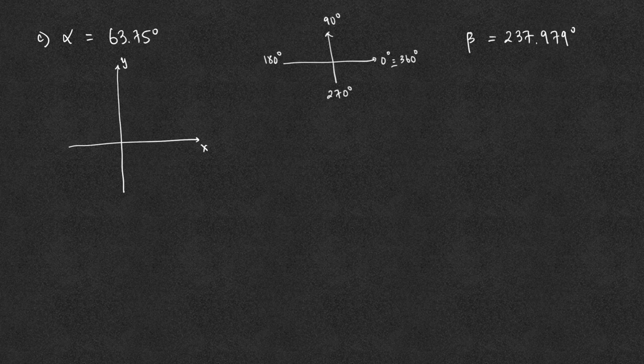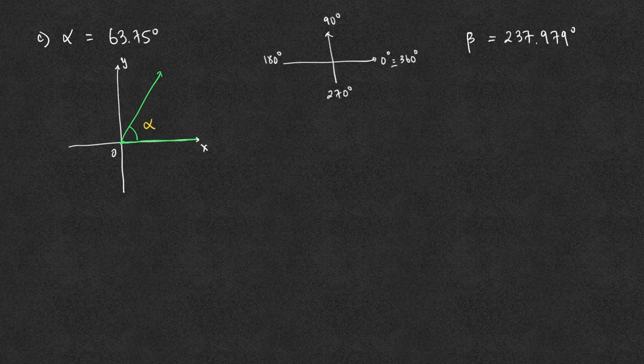First, we would put in the positive horizontal axis as the initial side. 63.75 degrees is in the first quadrant. It is not quite 90 degrees yet. We only need to sketch it, not an accurate measurement. This is roughly 63.75 degrees. We would label this as alpha.